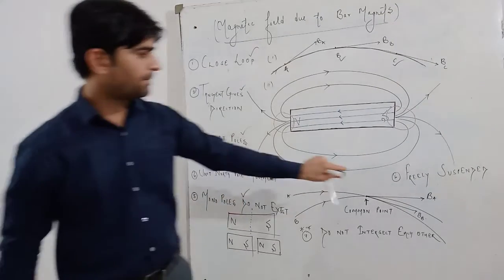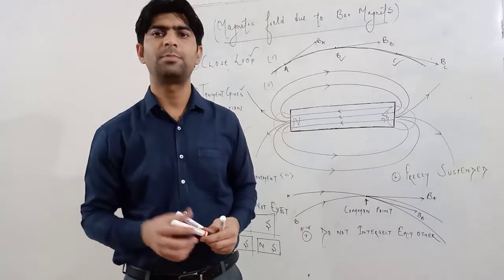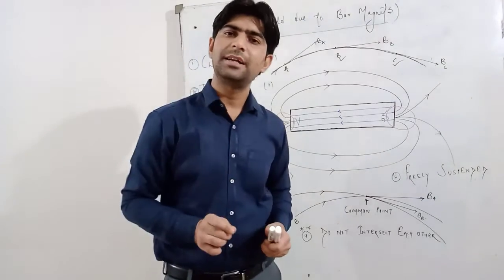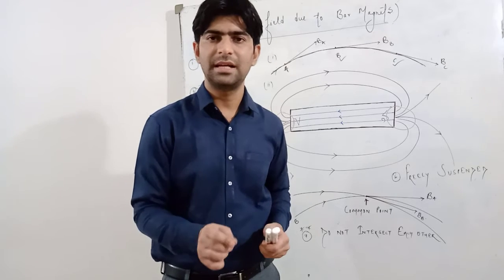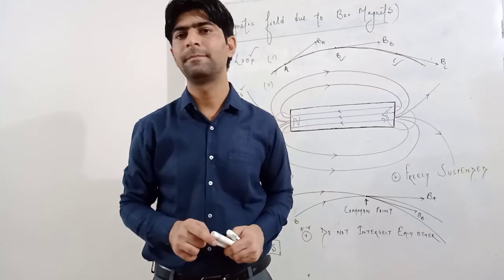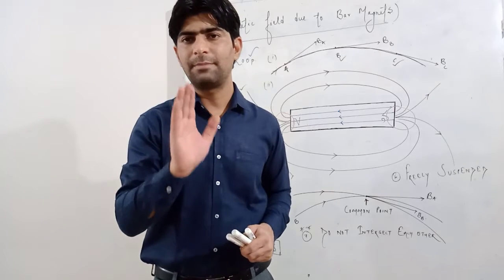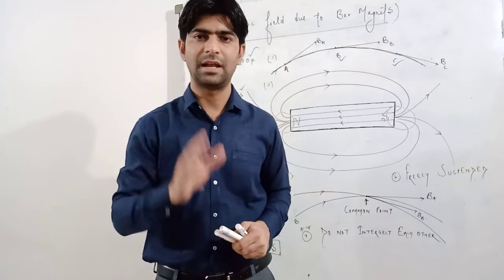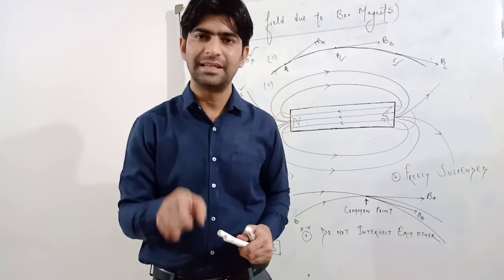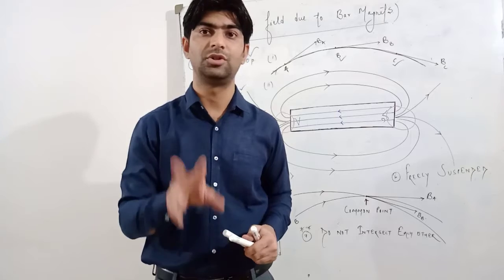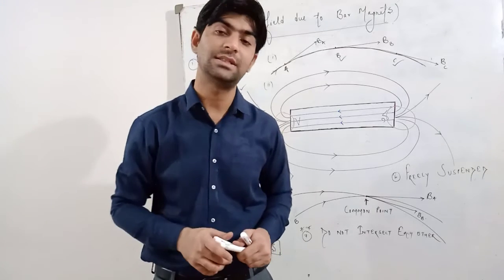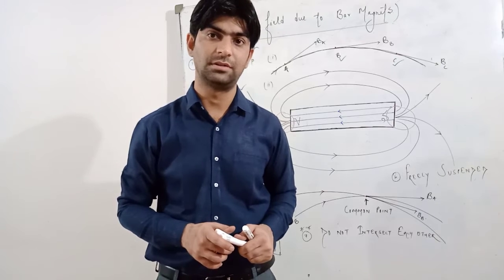Sixth, freely suspended magnet. This property is very famous, and we will see it in the practical demonstration also. If a magnet is freely suspended, it will align itself in the north-south direction. And let me remind you, if a bar magnet is freely suspended, it will align itself in a north-south direction. That means the geographical north is the magnetic south of the earth. You know very well that the earth also behaves as a magnet. That's why the magnet aligns itself in the north-south direction.